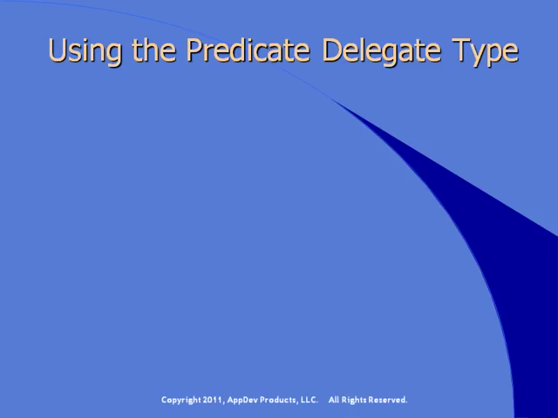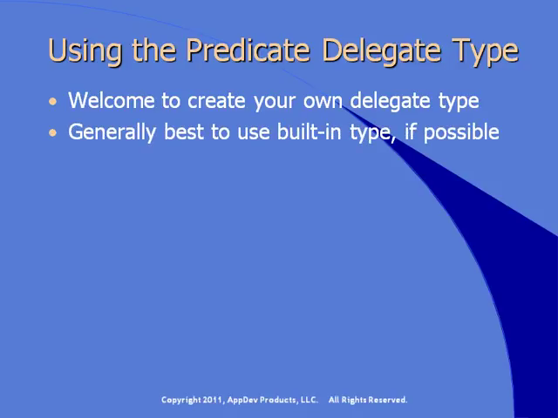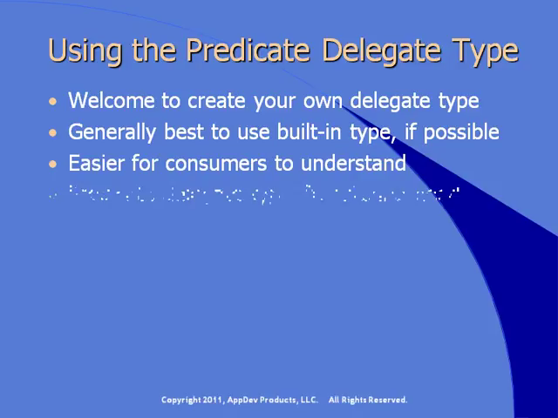Now, just as a side note, you're welcome to create your own delegate type, as we did in that previous example. The file filter delegate type accepted a file info as a parameter and returned back a Boolean. But it's usually better to use a built-in delegate type if there is one that meets your needs. This is easier for consumers of your code to understand because these are well-known delegate types. They're documented in the .NET framework, and anyone can use them. In our case, the predicate delegate type fits our filtering need.